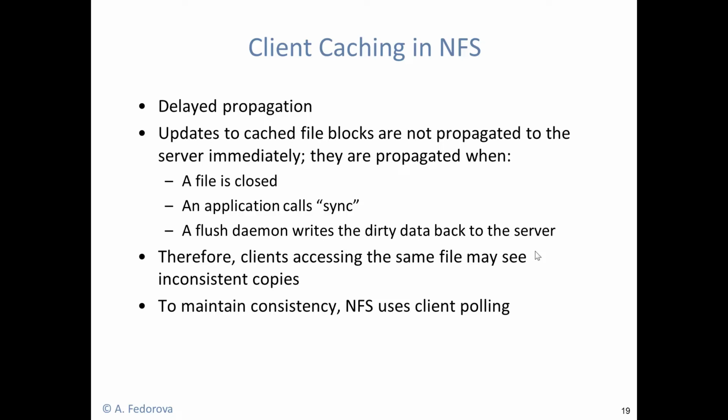Therefore, clients accessing the same file may see inconsistent copies. So if client A made some changes to the file and they have not yet been propagated to the server, and then client B goes and reads that file, it may get stale data. And so to maintain consistency of some sort, NFS uses client polling.